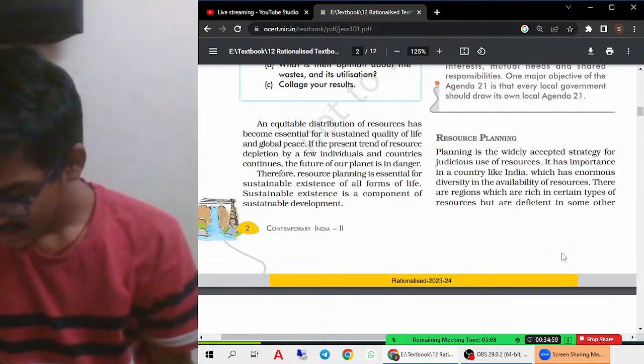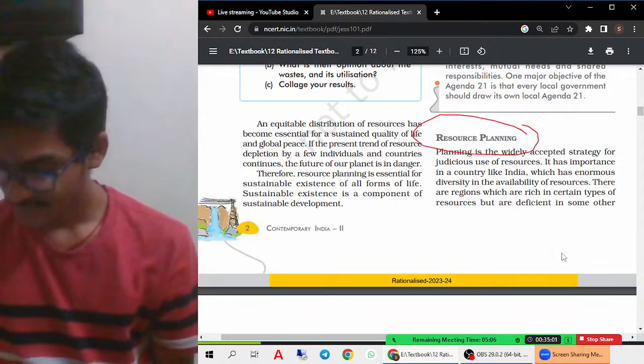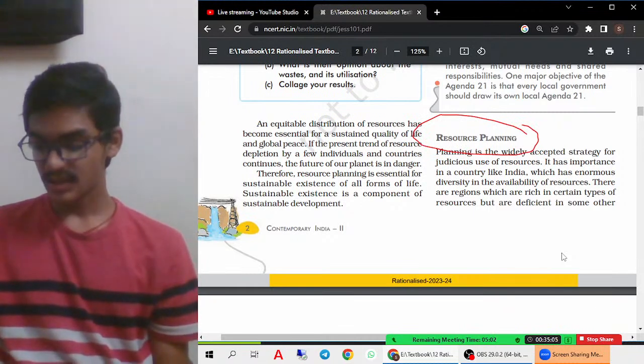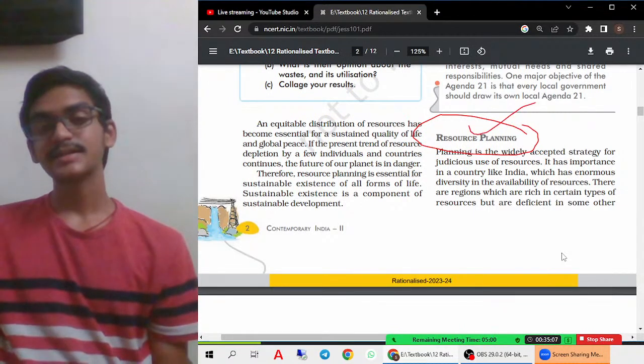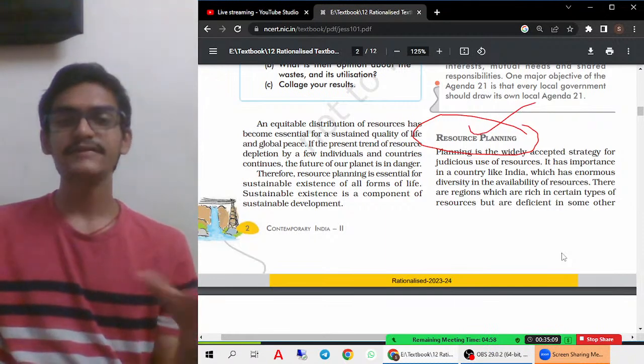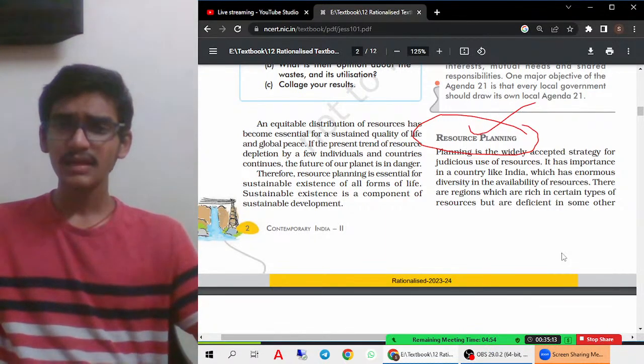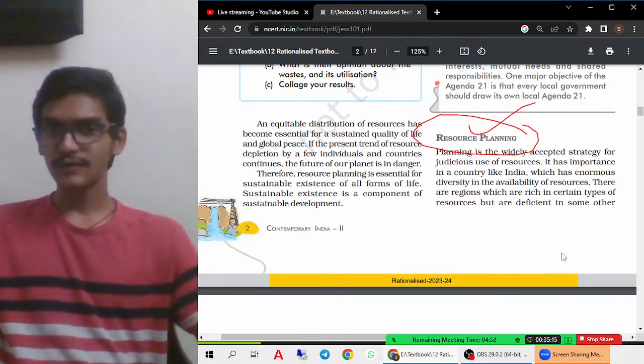Now let us try to understand what resource planning is. It is very much important from the examination point of view. Definitely one question will come on resource planning. So resource planning is nothing but using the resources judiciously and saving them for future generations. It's called resource planning. That's it. Resource planning is very much important for the present day generation.